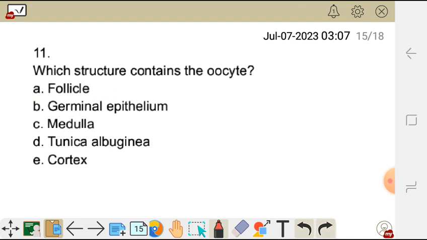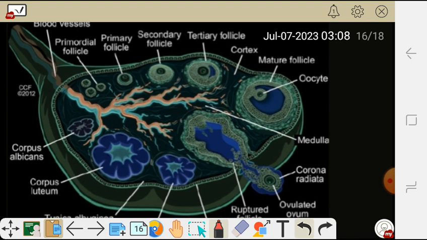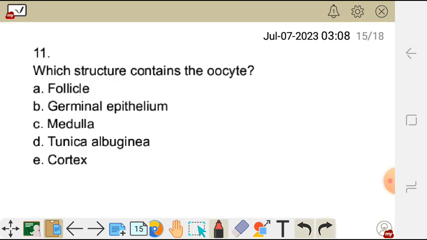The follicle contains the oocyte. In the follicle, you're going to find the oocyte. So we have these follicles there in the cortex. Inside the follicles, you have the oocyte. The oocyte is inside the follicle. So the correct answer for question 11 is A.